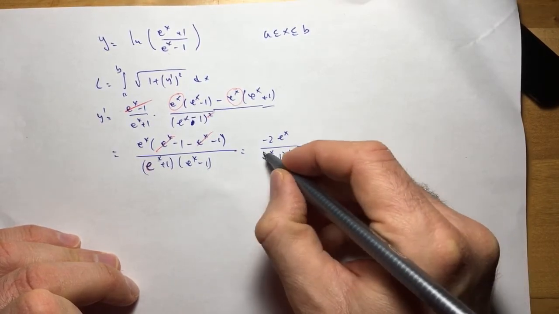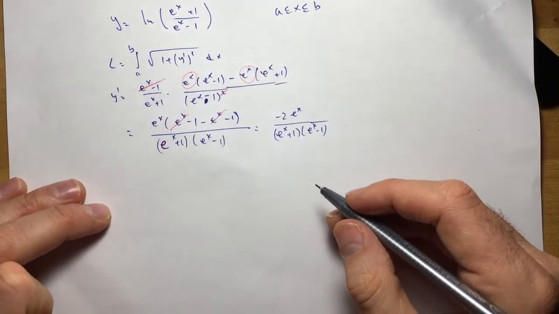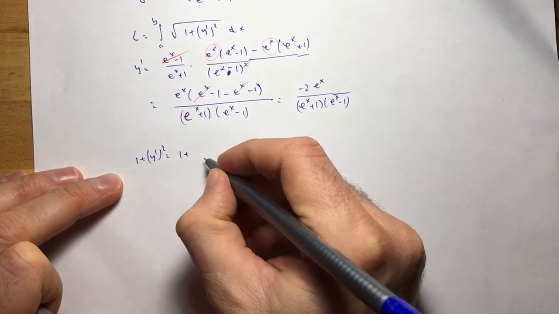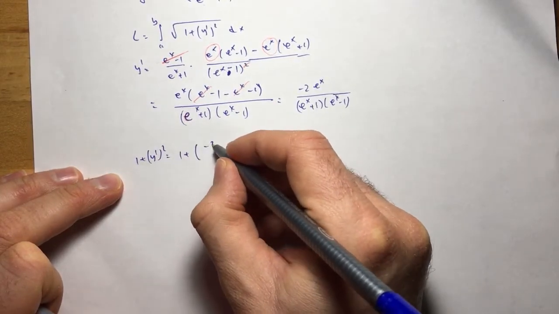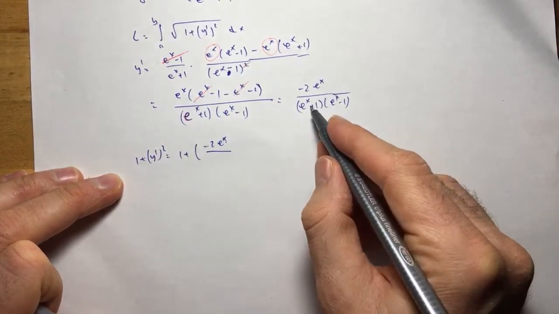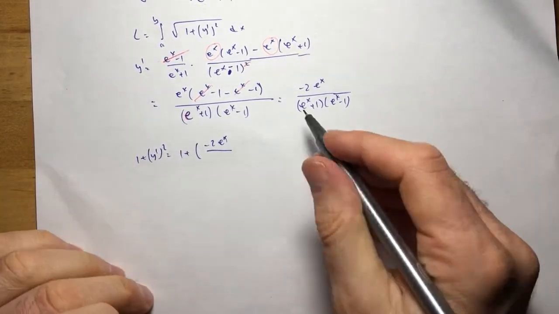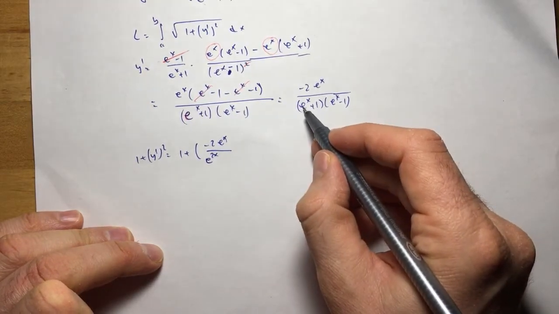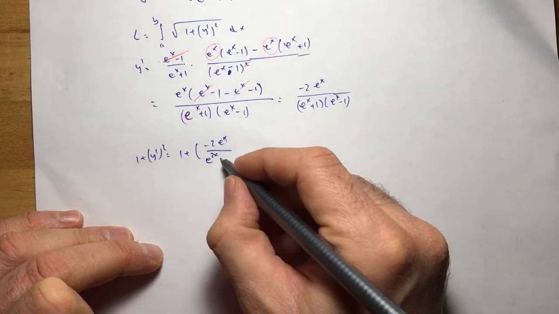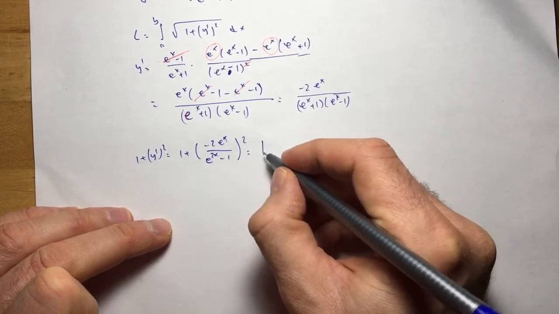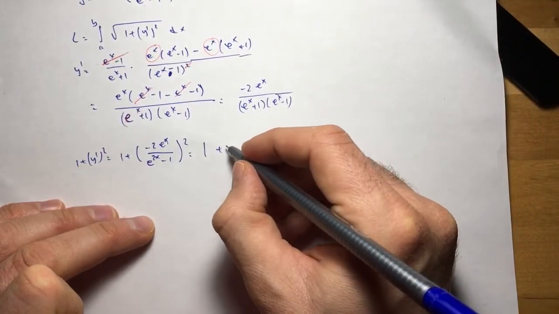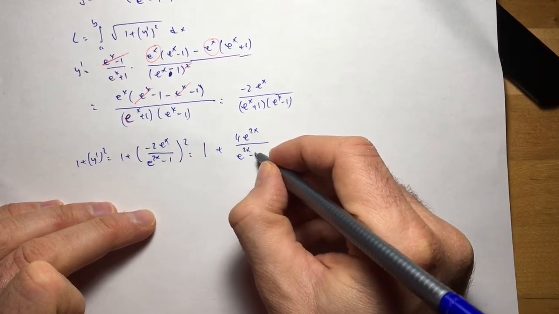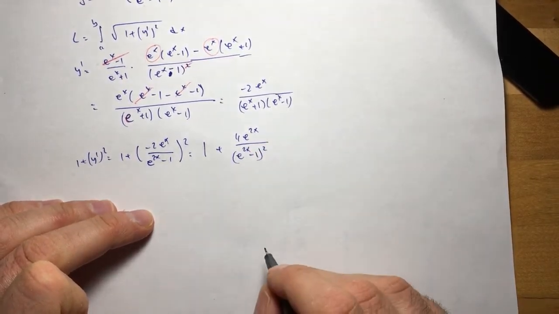(e^x + 1) times (e^x - 1). Okay, now I square this, so 1 plus y prime squared is equal to 1 plus negative 2e^x over, now look at this, this is a difference of squares, right? (a + b)(a - b) is a squared minus b squared, so e^x squared is e^(2x), minus 1, the whole thing squared, that's 1 plus 4e^(2x) over (e^(2x) - 1) squared.